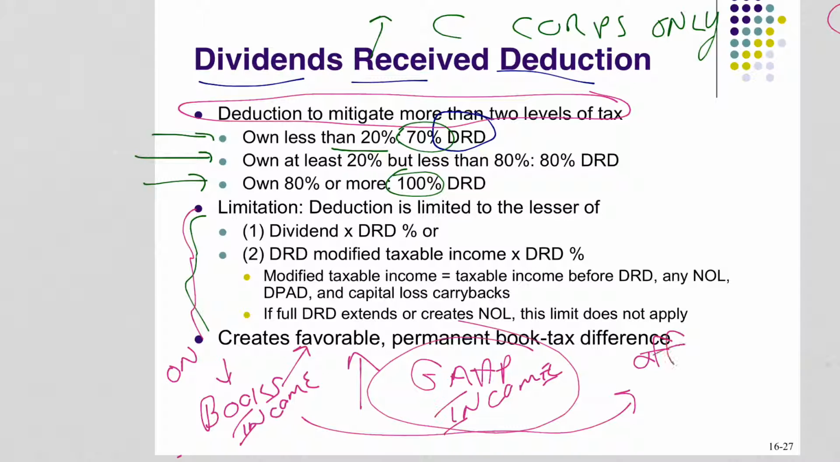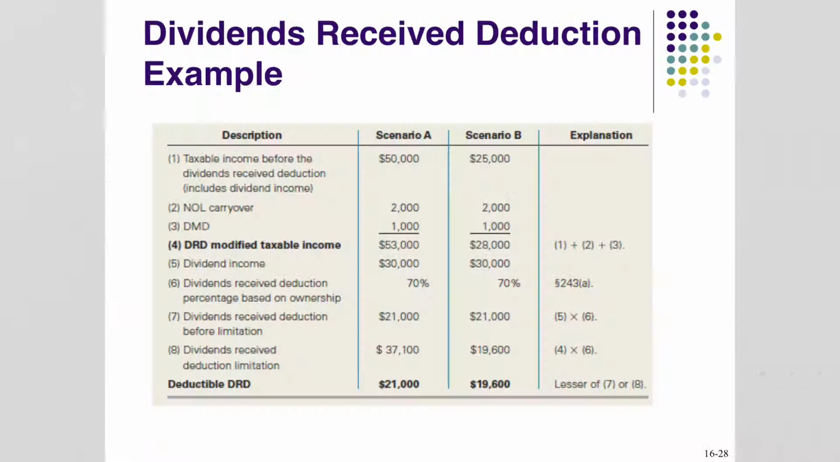I just want to stop and mention that so it helps reinforce the concept of favorable book tax differences versus unfavorable. Whether it's favorable or not is based on the perspective of tax. Are you paying more tax? That's not favorable. If you're paying less tax, it's favorable.